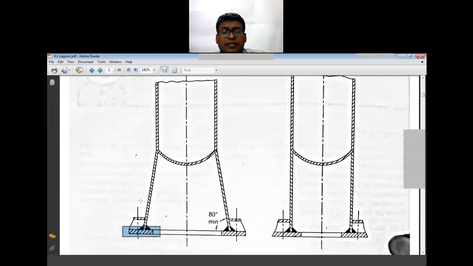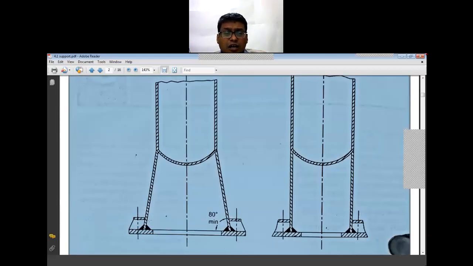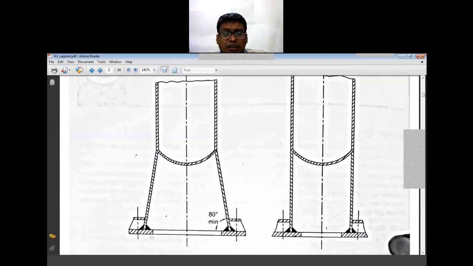Now in this case, inside welding is also there, as well as outside welding. That depends on the process requirement.